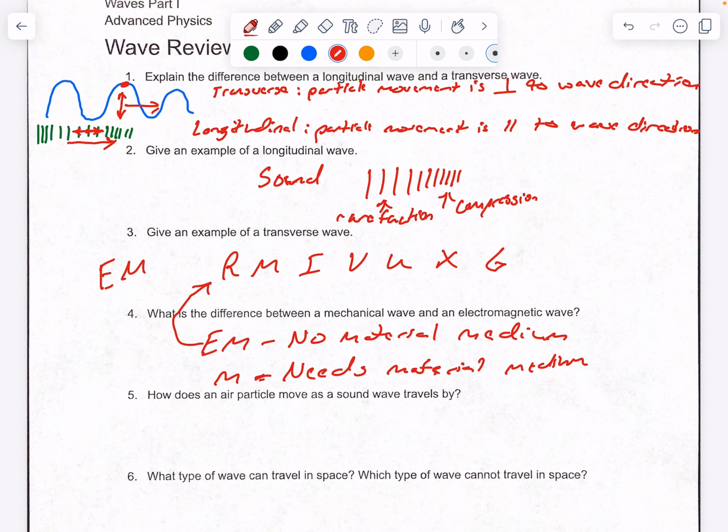How does an air particle move as sound travels by? Okay, so basically what happens is you have an air particle that's going to vibrate side to side. And you have another particle here that's going to come in contact with the energy, and that begins to vibrate. And then that particle next to it begins to vibrate. So that's basically what happens: the particle vibrates back and forth, transferring energy to the particle next to it. Okay, so that's why it looks like a longitudinal wave.